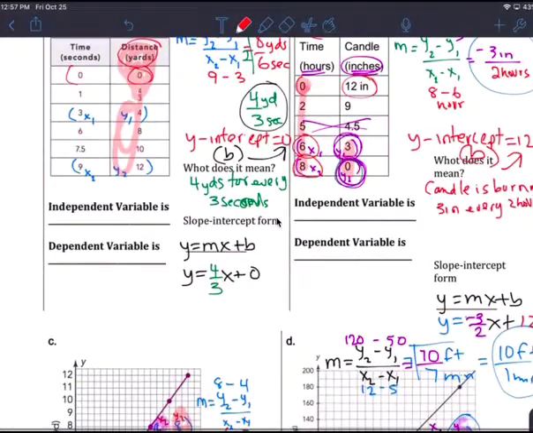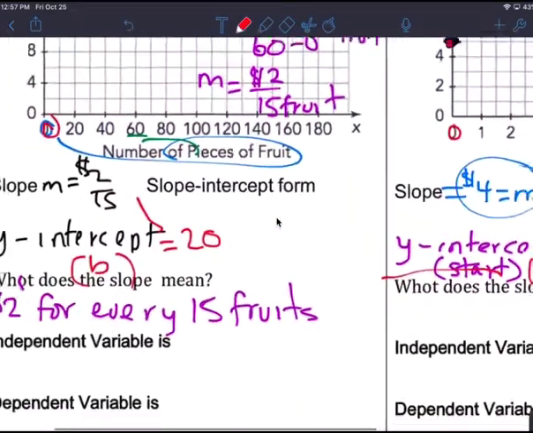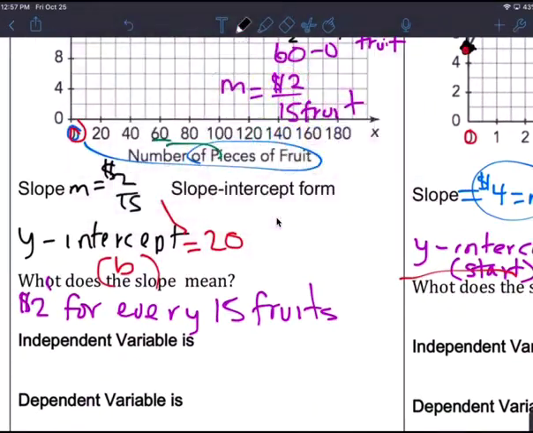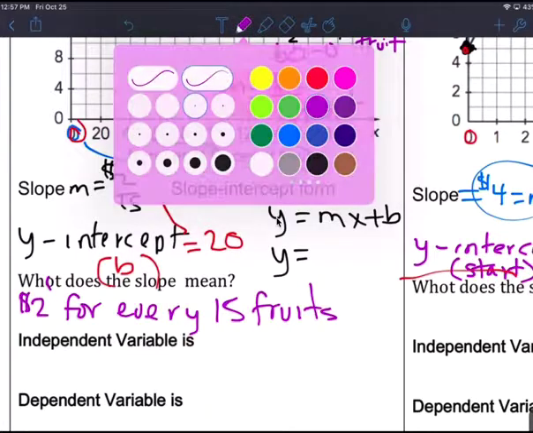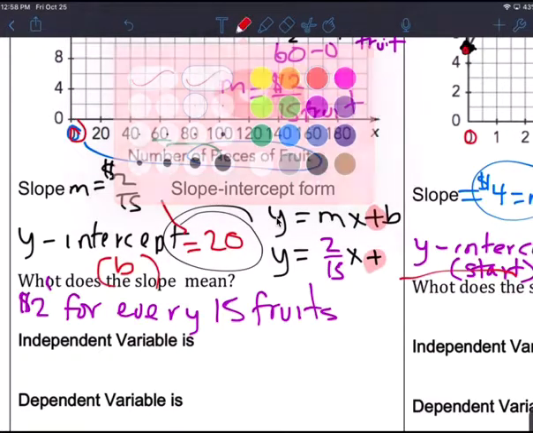Okay, and then here, same thing. I think we did all the rest, right? Oh, this one here, slope-intercept form. Y equals mx plus b. Copy the y equals, and in place of m, you put 2 over 15. Bring down the x. Y-intercept is this 20 here. Oh, it's a plus sign, so I need to put plus here. And 20 is your y-intercept.